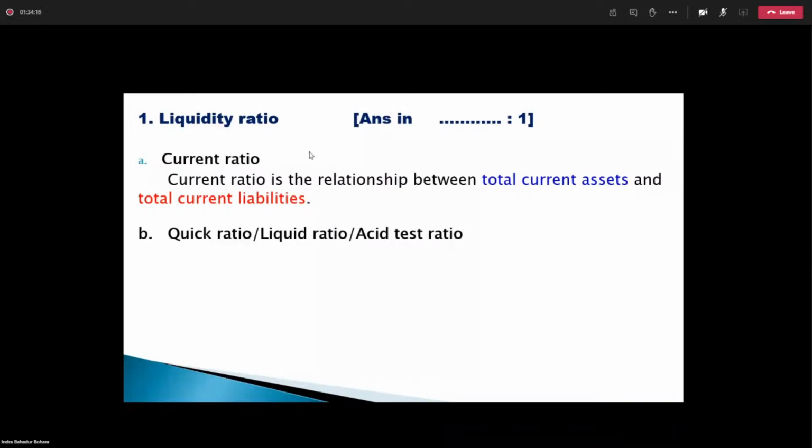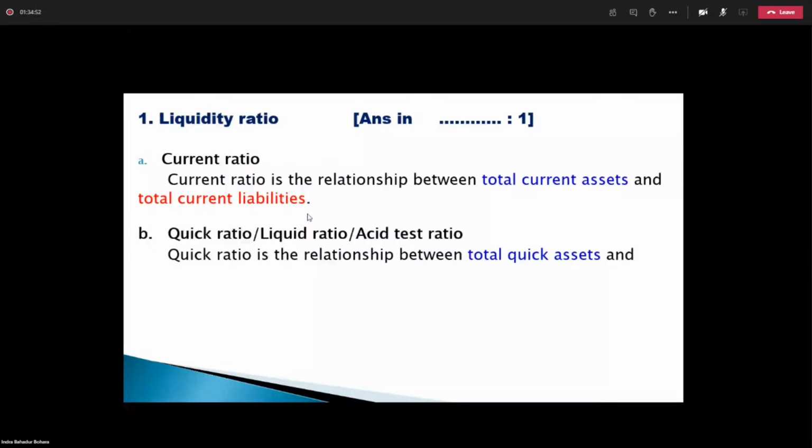So, what is the formula for the calculation of current ratio? Here I have highlighted by blue color and red color. The first factor is total current assets and the second factor is total current liabilities. So you are calculating the ratio of the first factor and second factor. You write the first factor in the numerator and the second factor in the denominator. Therefore, total current assets divided by total current liabilities is the formula for the calculation of current ratio.